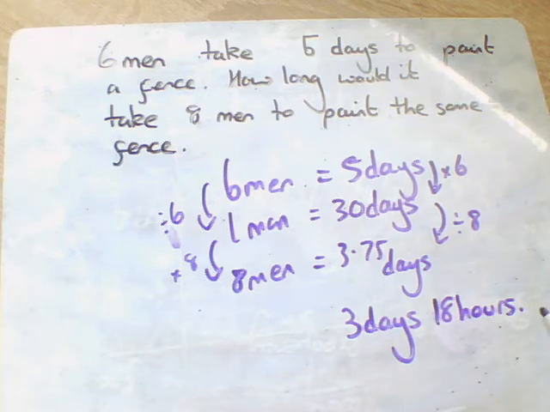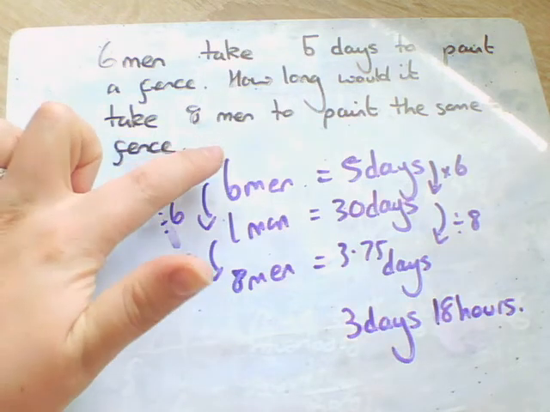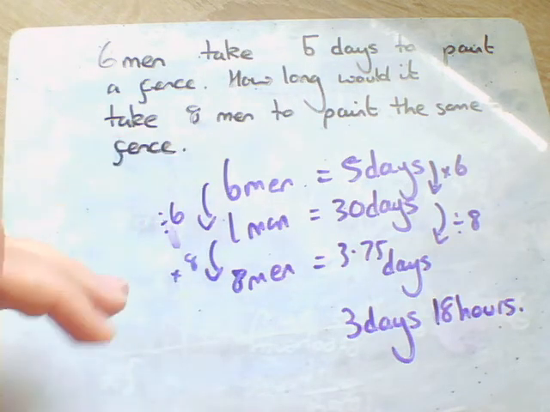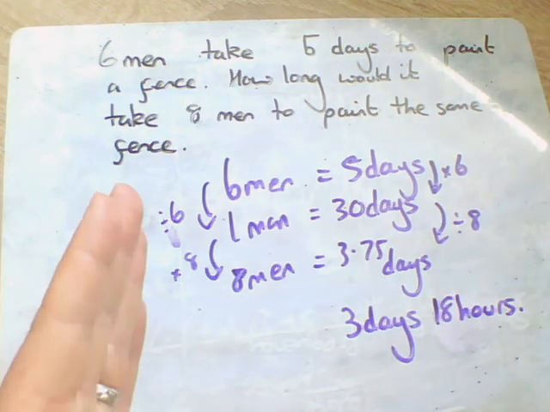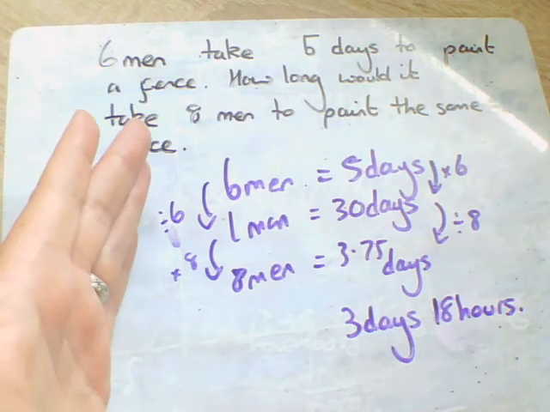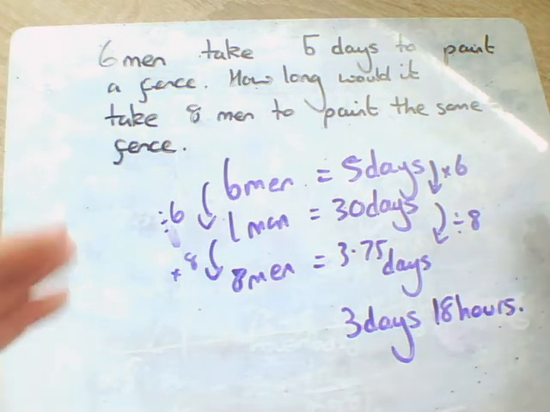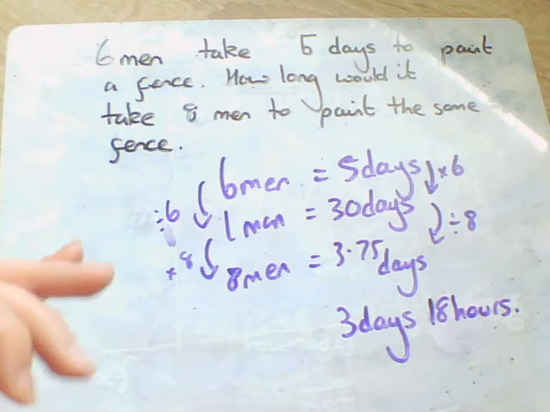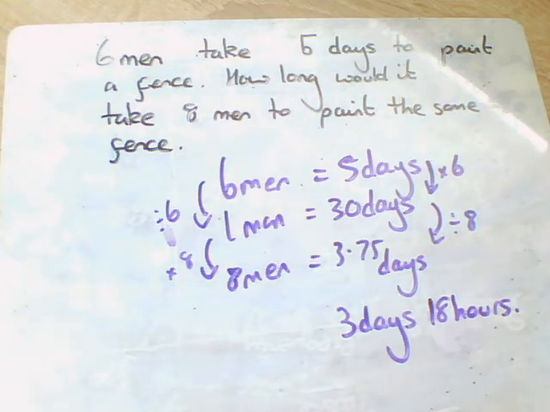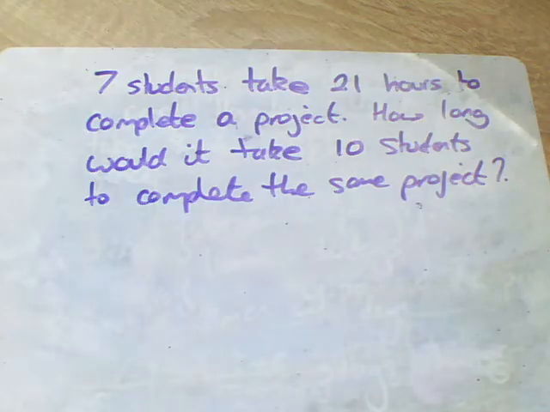So with the inverse, I'll do another one with you in a second. You've got your initial information, and you're doing exactly the same as direct, except when you're doing your calculations, you're doing the opposites on each side. So if you're dividing by 6 on this side, you times by 6. Timesing by 8 became divide by 8. And as many times as you need to do in order to get down to the original answer. Okay, let's have a look at one more.